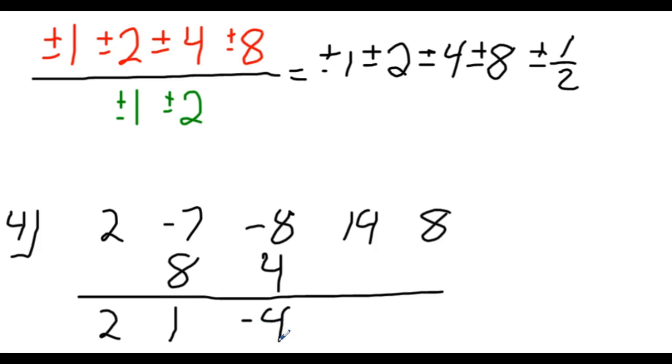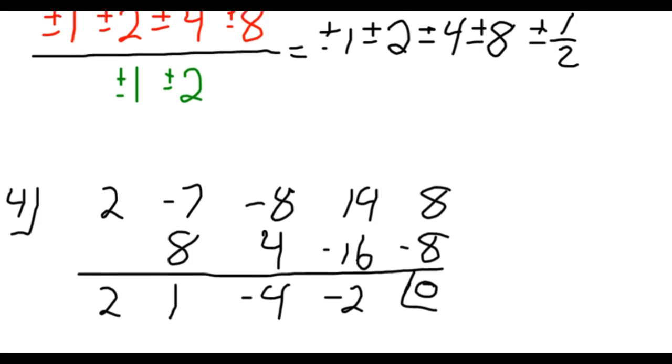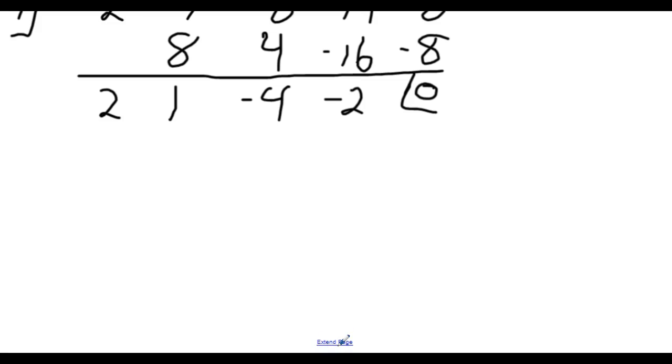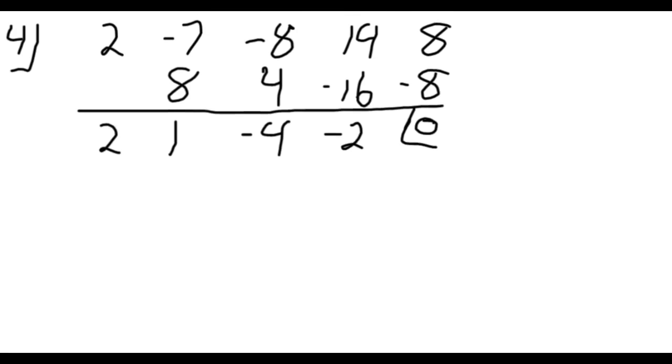Negative 8 plus 4 is negative 4. 4 times negative 4 is negative 16. So that gives us negative 2. 4 times negative 2 is negative 8. That gives us a remainder of 0, which is good. So that implies that 4 is one of our roots of the polynomial. Okay, so 4 is one of our roots. So that means that if 4 is a 0, that implies that x minus 4 is a factor of the original polynomial.